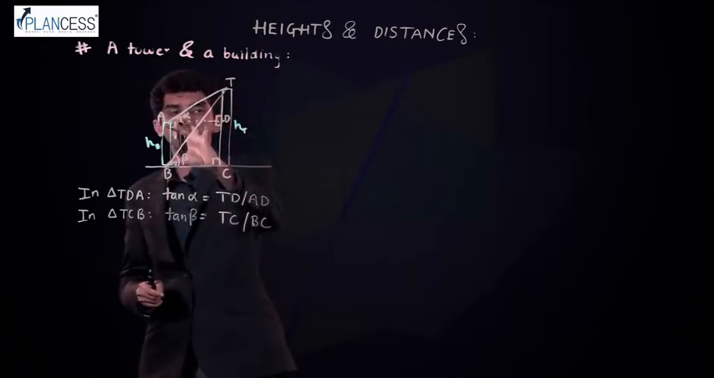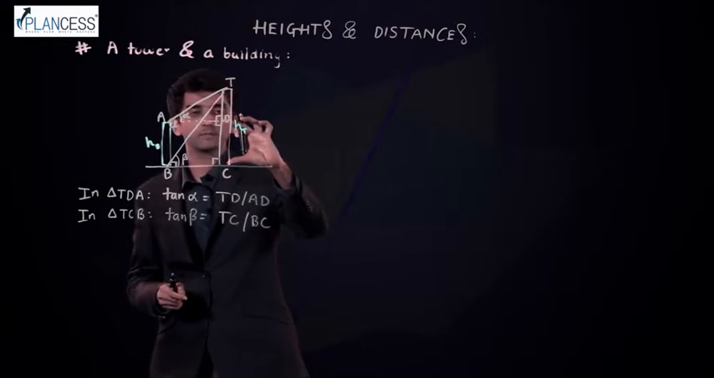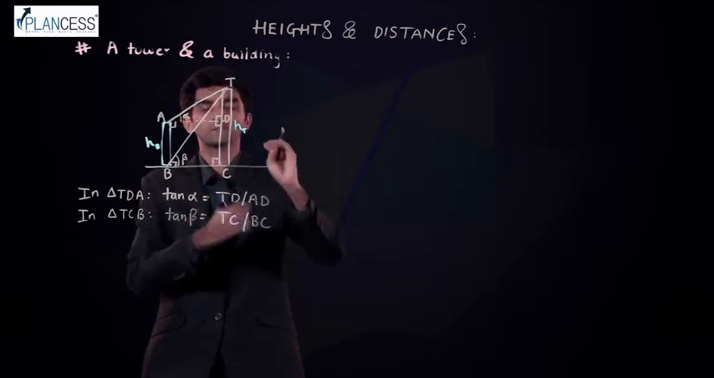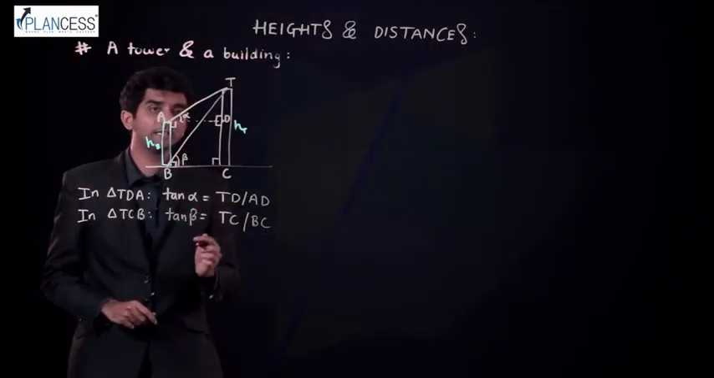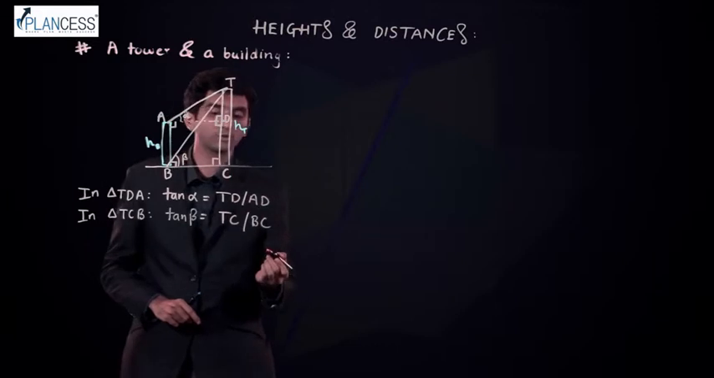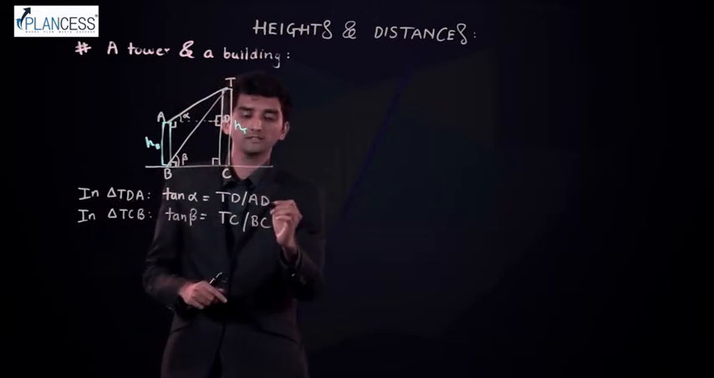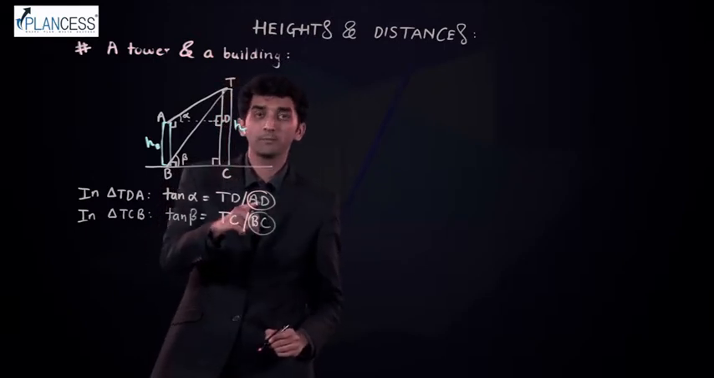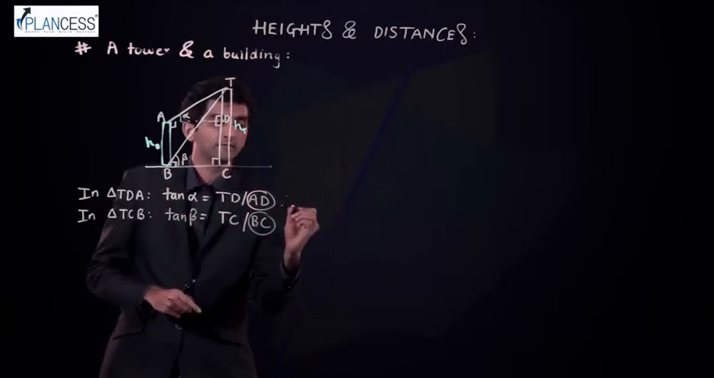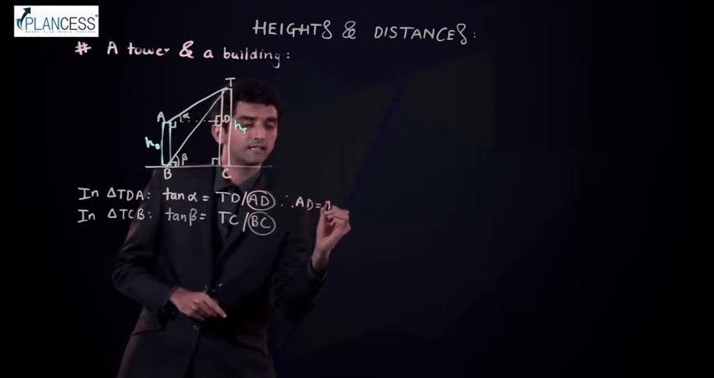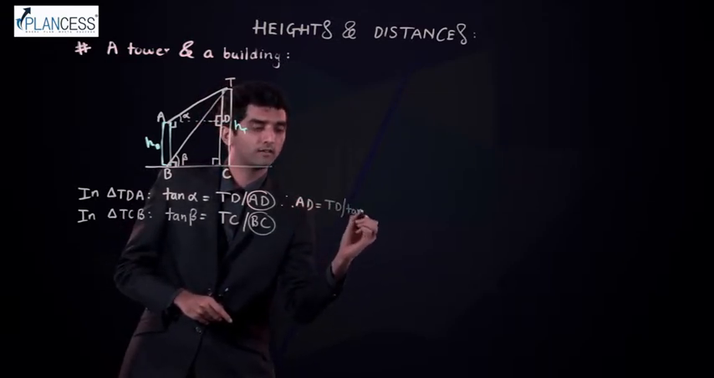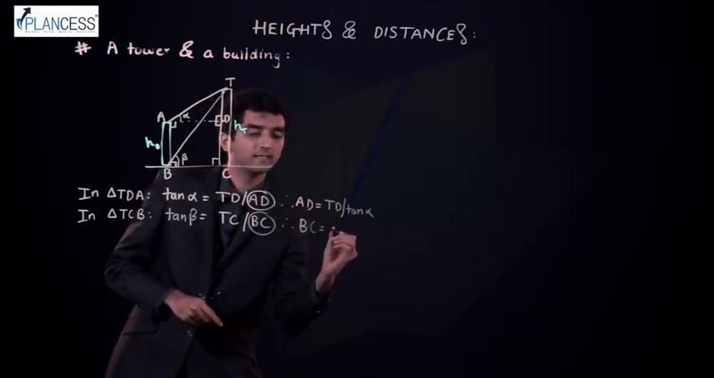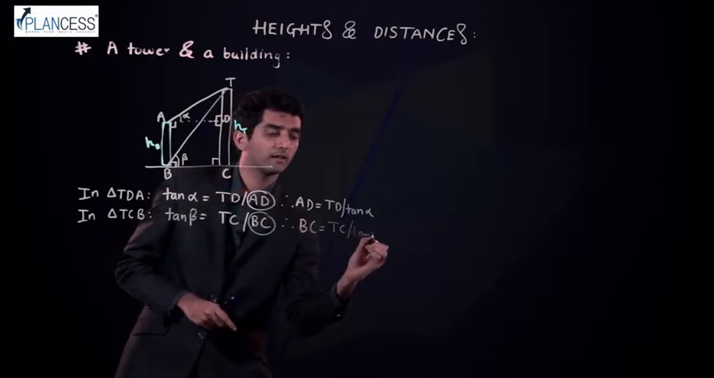So if this is h subscript b, even CD is h subscript b. Now TD becomes h subscript t minus h subscript b, right? One more thing we need to understand, that AD and BC are also equal. So in both these equations, the denominator is same, right? So what we can do is bring the denominator on the other side. We can write AD as TD upon tan alpha. Now likewise here for the second equation, we can say BC is TC over tan beta, right?